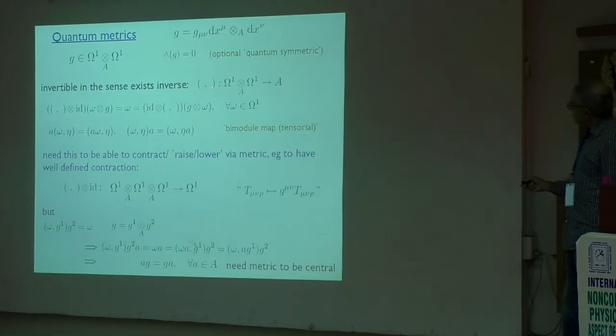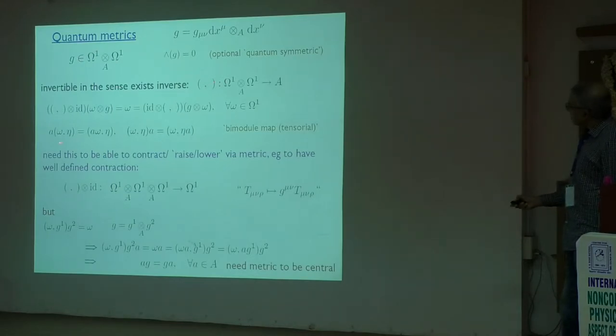Then it should be invertible, in the sense of a map going the other way, which allows you to take the length of a one form. And these should be inverse to each other. So if you apply the element omega, put the metric next to it and apply the inverse metric, you should get back omega. And it's the same on the other side. So this just says that this matrix is inverse to this matrix in a basis.